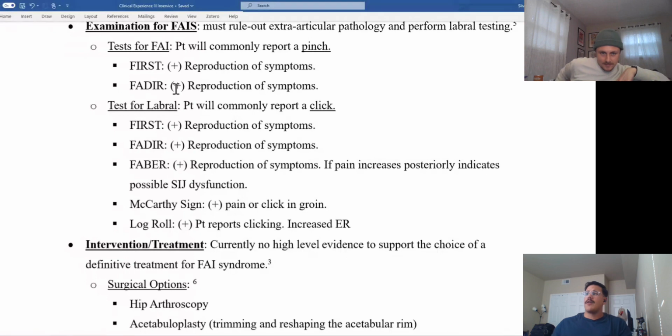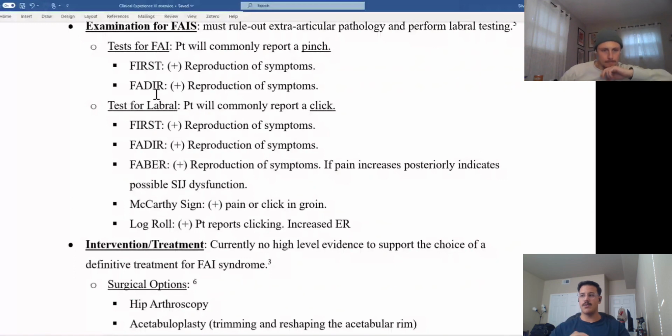Yeah. So FAI doesn't have much special testing. The big things you're going to do is rule out extra-articular pathology, which you had asked about, if it's only pertaining to bony things. So tests you'll pull in are going to be first FADIR and FABER. Those are the big ones we already know when addressing the hip. FAI is more specific to the FADIR. And with that, the biggest thing is that a positive will be reproduction of their symptoms.